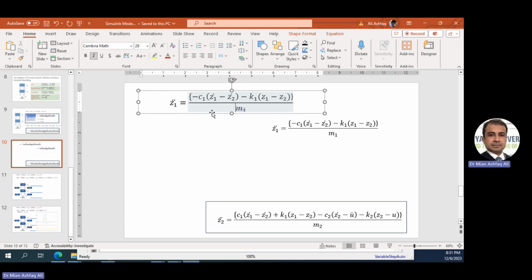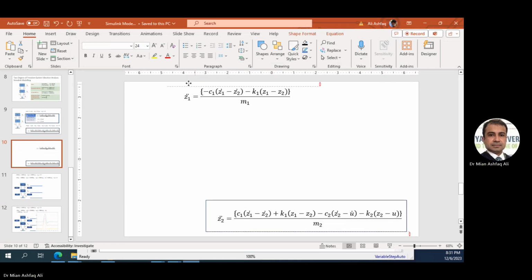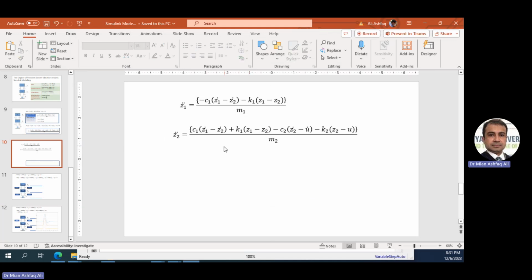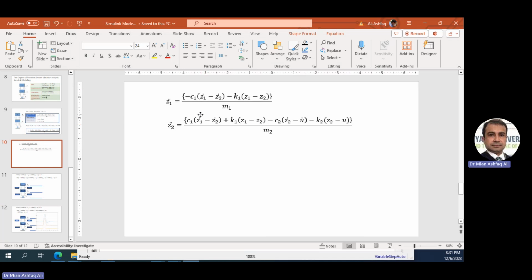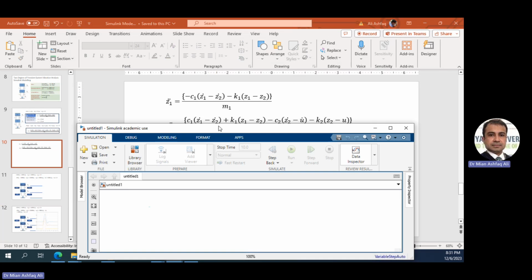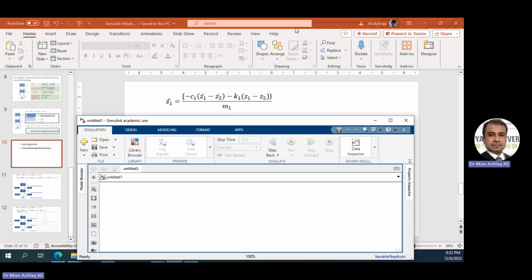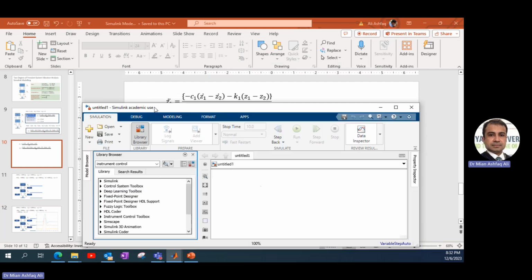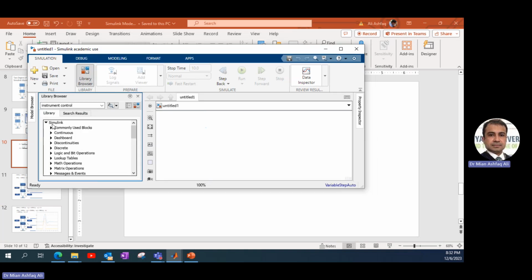So let me place them so that I can refer to those two equations easily and take help from them. Let me go back to my blank model. In order to model this equation, we need to take some common blocks from the Simulink library.